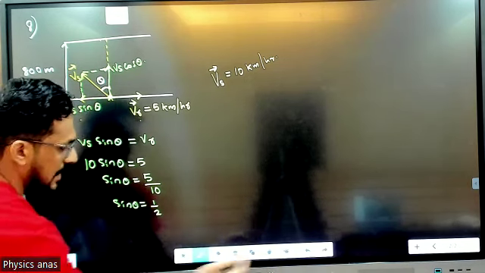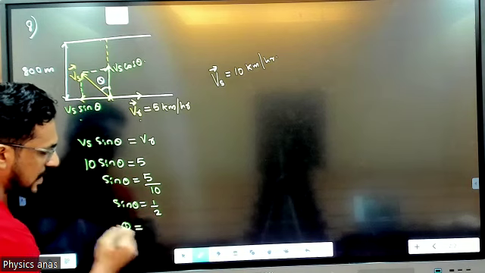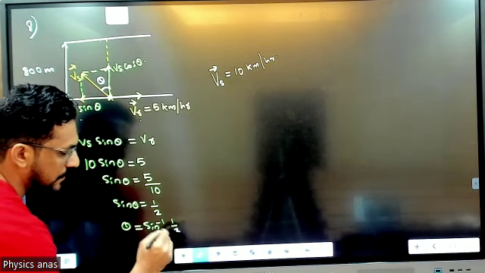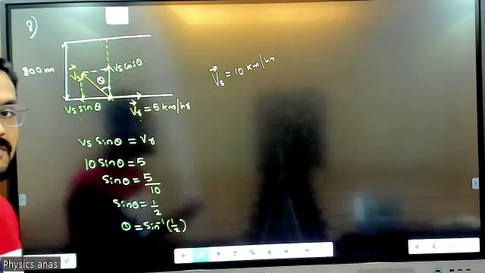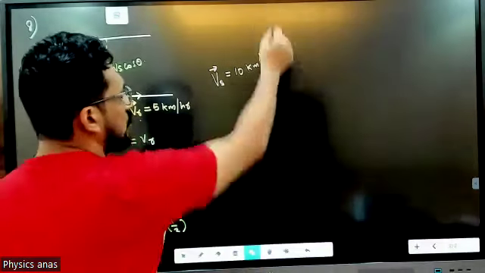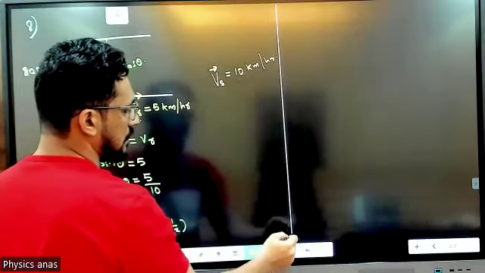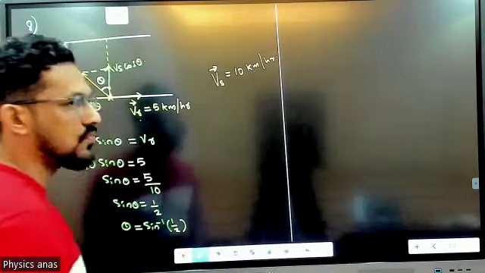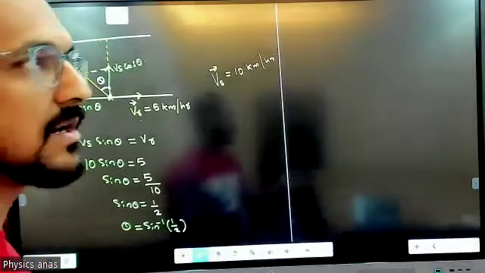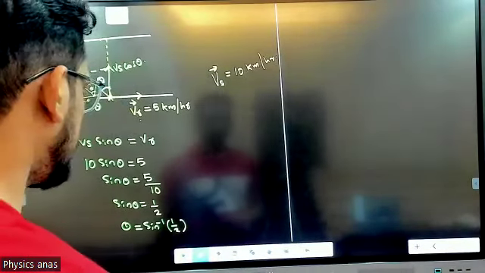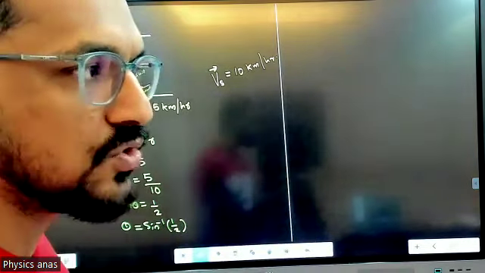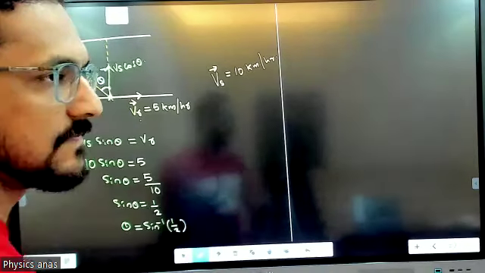Then what is the value of theta? Theta will be sine inverse of 1 by 2. Tell me, what is the value of sine inverse of 1 by 2? Whose sine of angle is 1 by 2? Which angle will give you the value 1 by 2 if you put that in sine?